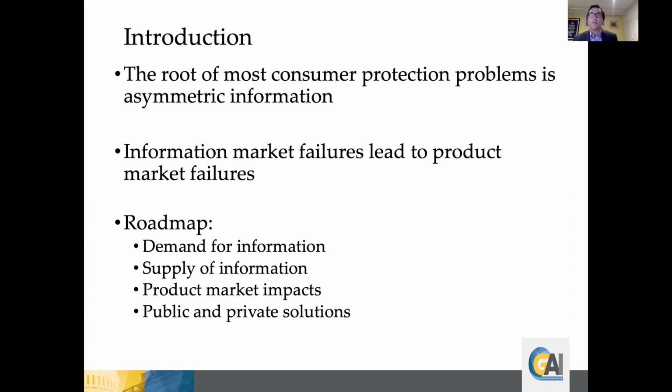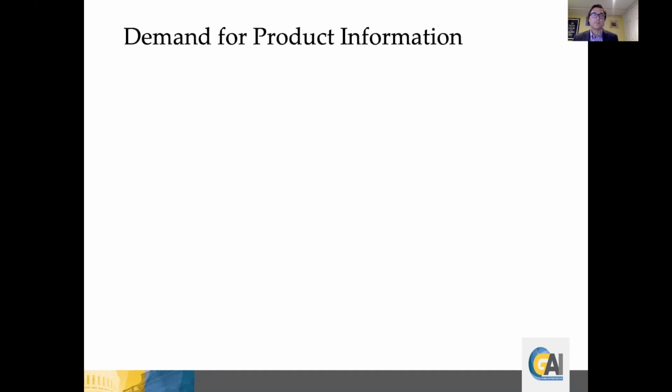So, for our roadmap, what we're going to talk about is the demand for information. We're going to talk about the supply of information. And then we're going to talk about how the equilibrium outcomes in these information markets can have impacts on the product markets. These are consumer protection problems. We will then look at how both the public sector, through government intervention, and the private sector have come up with solutions to deal with these asymmetric information problems. All right, so let's get started.